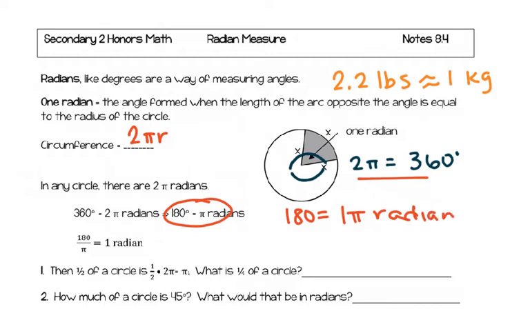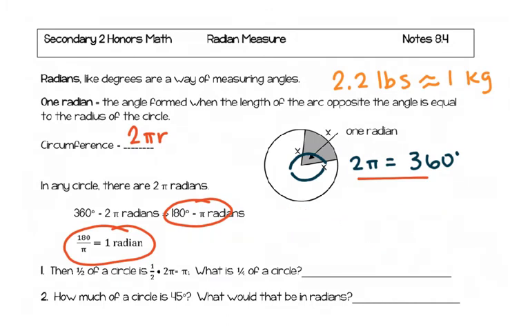then to turn 1 radian into degrees, we're going to divide by pi, and you get 180 over pi is equal to 1 radian. That's our conversion method. If I give you a number in degrees and you need it in radians or vice versa, you can use that formula.